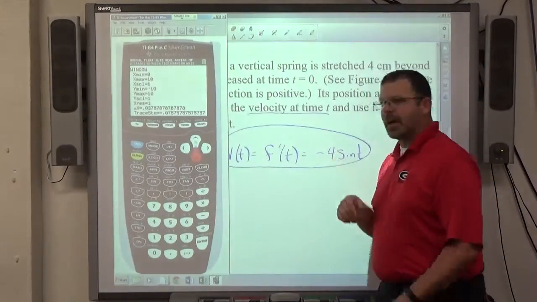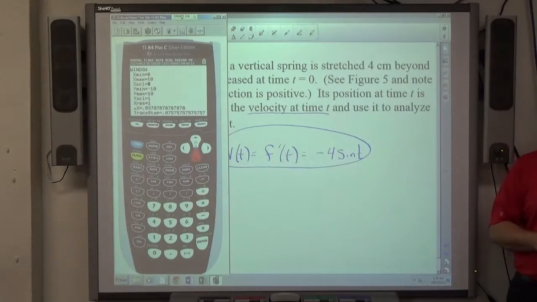What do we know about the sine of x graph? What's the biggest sine of x can be? Going back to trigonometry.